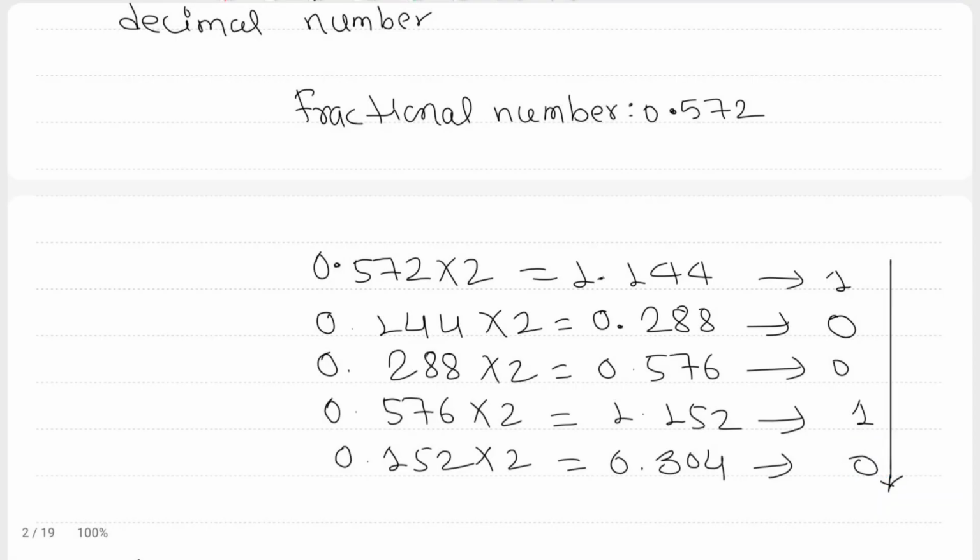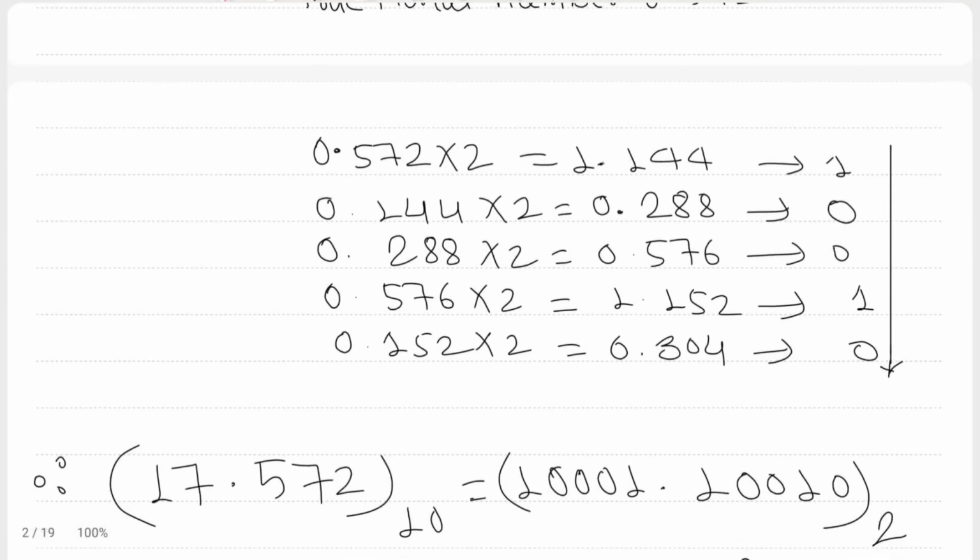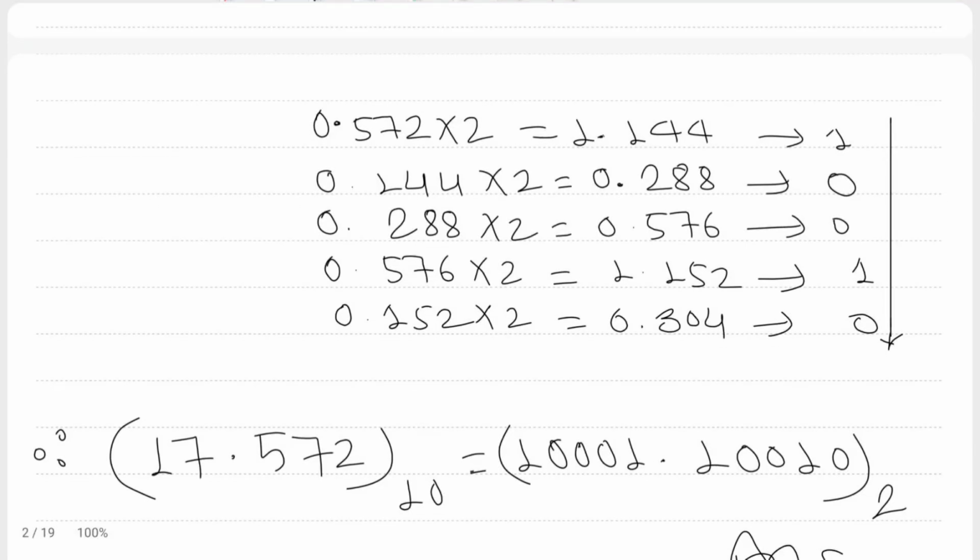So in this way, for the fractional part we write from top to bottom. In the integer part, we write from bottom to top, it means reverse order. So 17.57 base 10 is equal to, from the integer part, taking reverse order, 1 0 0 0 1. Then from the fractional part we write 0.10010. We write it down from top to bottom.